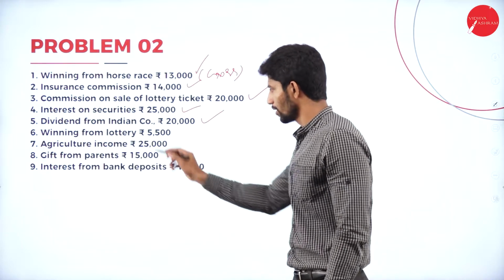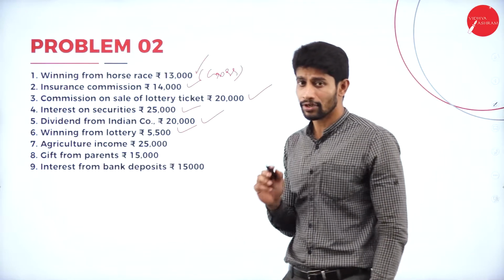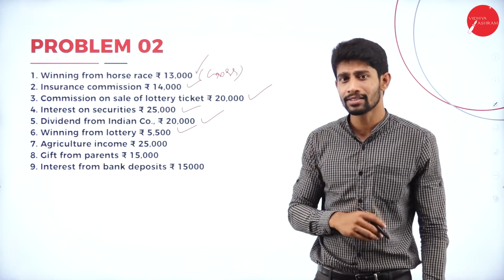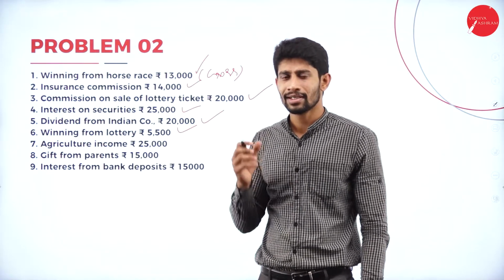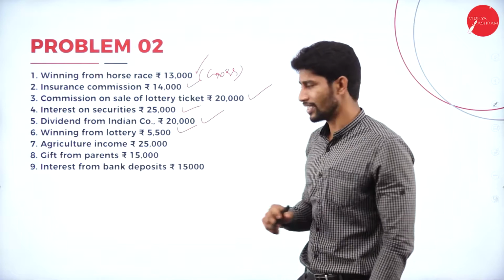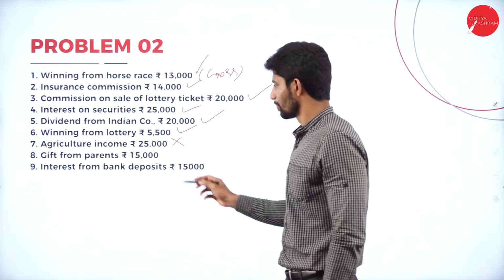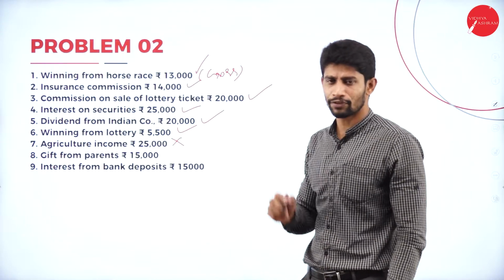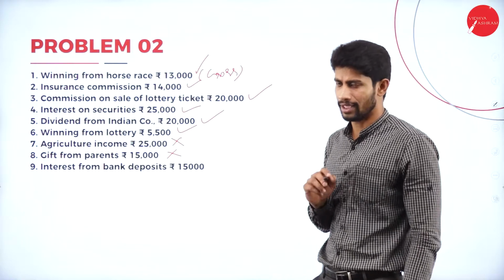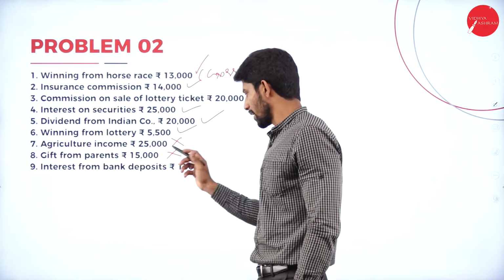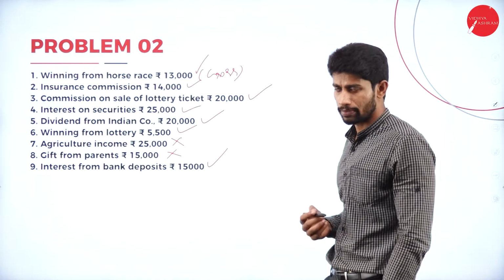Dividend from Indian company. Yes, taxable. Winning from lottery, taxable. Agriculture income. They have not mentioned whether it is Indian agriculture income or foreign agriculture income. We have to assume that it is Indian agriculture income, then it is exempted, need not tax. Next, gift from parents. It is exempted, need not collect tax on that. Next, interest from bank deposits. Yes, it is taxable.